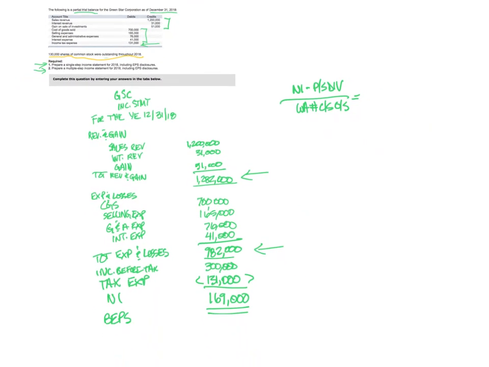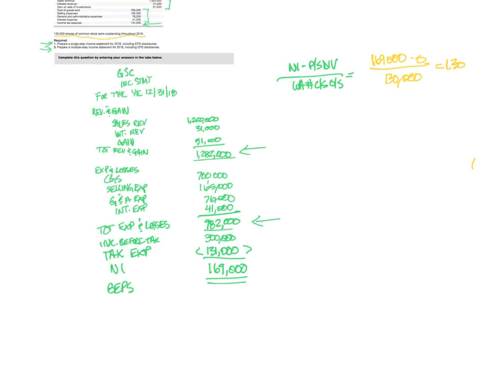So our net income calculation was 169. We aren't told anything about preferred stock dividends, so that's 0. And then we're going to divide by the 130,000 shares that are outstanding. This gives us basic earnings per share of 1.3. We'll go ahead and report that down here of 1.3.